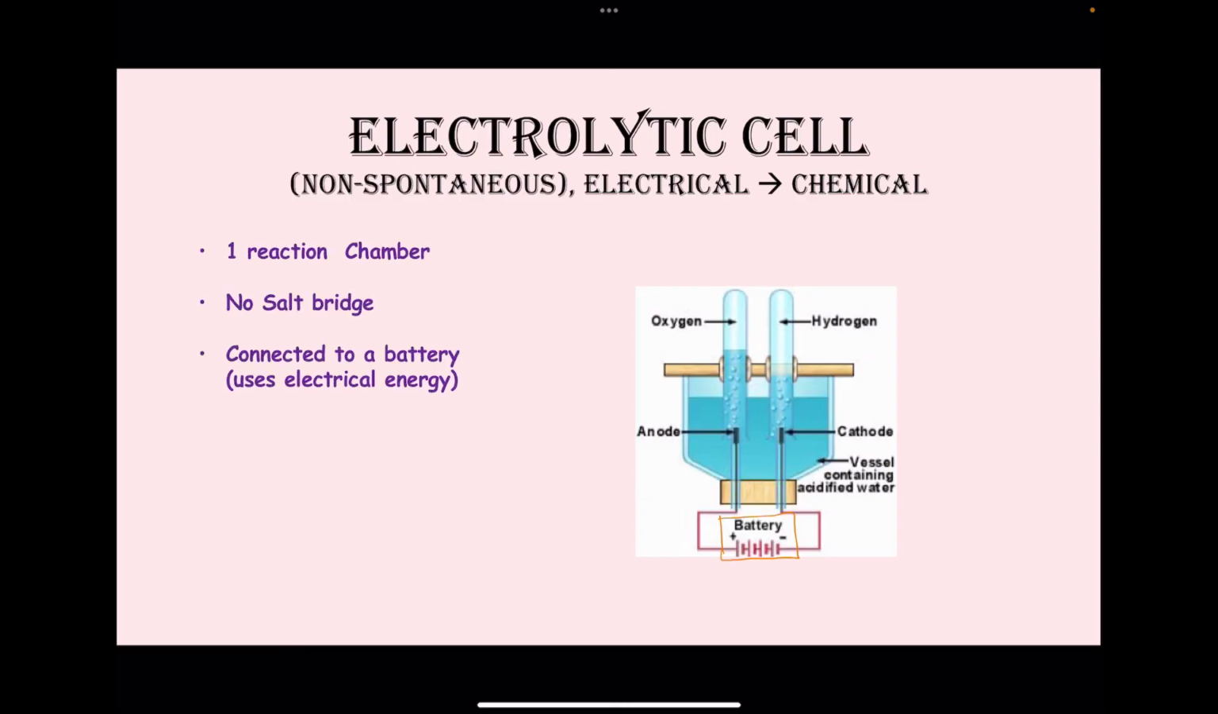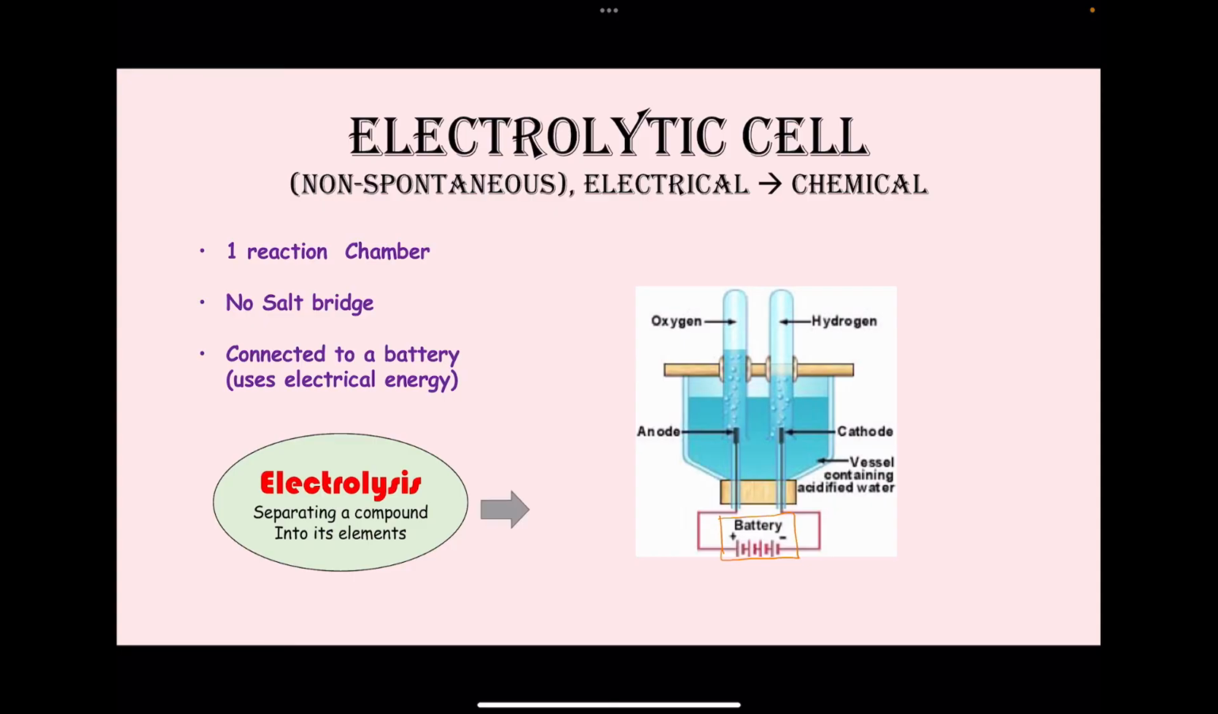Other than the battery, the other things that make it different from a voltaic cell are that there's only one reaction chamber and there's no salt bridge. One of the applications of an electrolytic cell is electrolysis. This is when we can separate a compound into its elements using an electrolytic cell. The diagram you see on the screen right now is an electrolysis reaction occurring. It's just the electrolysis of water, let's say. So the water is breaking down into hydrogen and oxygen.